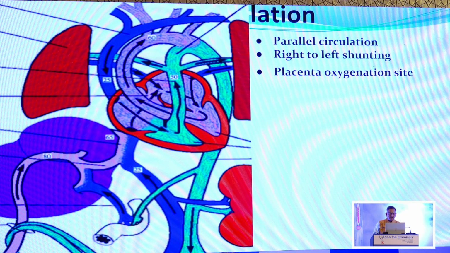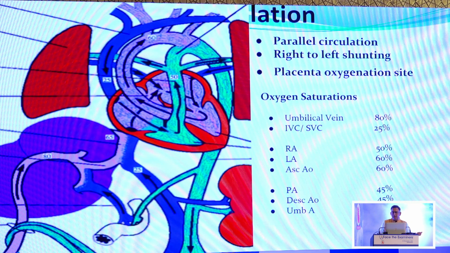comes back with the umbilical vein, goes again to the umbilical artery. So these are two parallel circulations, and there is a large amount of right to left shunting. Where is it happening? At the level of the pulmonary artery, from where the blood is going through the ductus arteriosus into the descending aorta. And the placenta is the oxygenation site. So let us see what the oxygenation levels are.